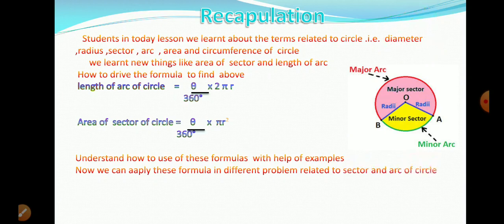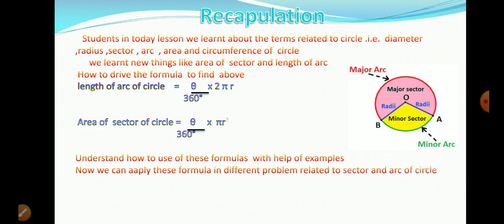Now students will understand how to use this formula with the help of examples, and now we can apply this formula to different problems related to circle, sector and arc.